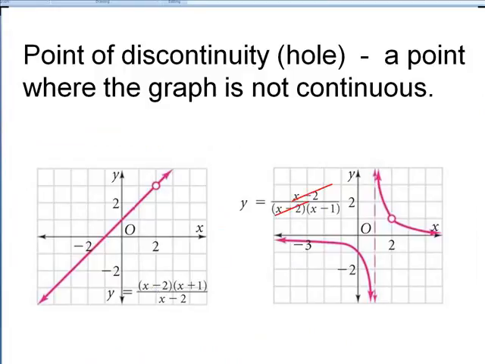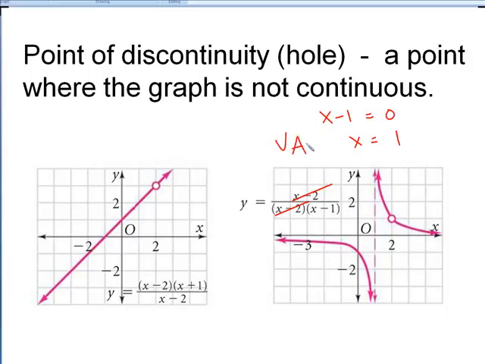So these canceled right there, right? So those are your holes. What's left over in the denominator, if you take what's left over in the denominator and set it equal to 0, those are your vertical asymptotes. So since x minus 1 is left over in the denominator, set it equal to 0. So at x is equal to 1, we have a vertical asymptote.